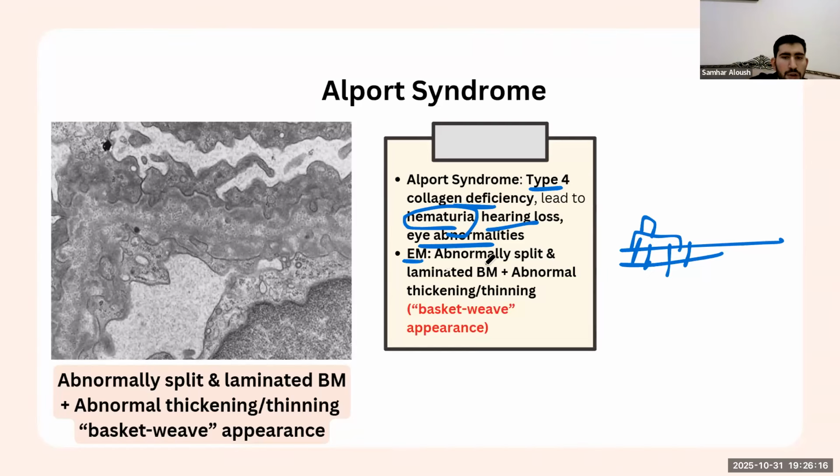Okay, on electron microscopy, we will have abnormal splitting and lamination of the basement membrane and thickening and thinning. Like the basement membrane is disrupted. It has thickening, thinning, splitting, everything, okay? That's because it doesn't have enough collagen, and we call it basket weave appearance. So if you have this basket weave appearance, which is thinning, thickening, splitting of the basement membrane, and you have hematuria, hearing loss, eye abnormality, that's definitely Alport syndrome.